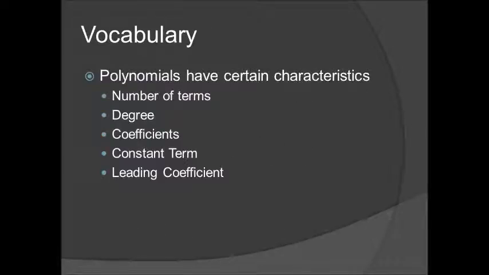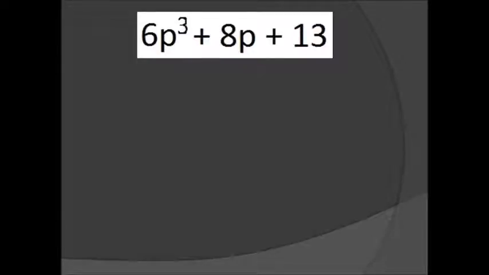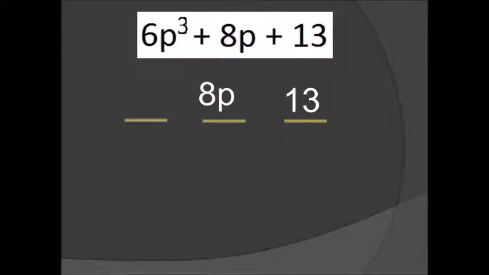To quickly review the vocabulary, polynomials do have certain characteristics. The number of terms and the degrees allow us to separate and determine which type of polynomial we're dealing with. We also do have coefficients, constant terms, and leading coefficient. So if we take a closer look at this polynomial right here, we will note this polynomial has 3 terms. The constant term, which is 13, 8p, and 6p to the 3.